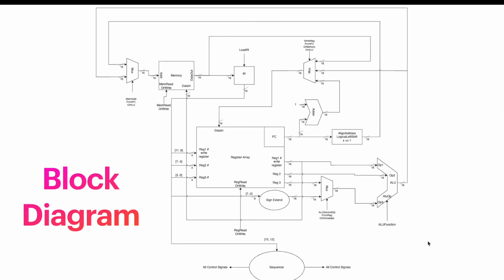Here's the block diagram for the system. At the bottom, you have the sequencer, which generates control signals. Towards the middle, you have the register array, which takes 3 input registers and 3 output registers. PC is also a register, but it's a bit separate because PC can be modified directly as well as modified automatically to get the next instruction.